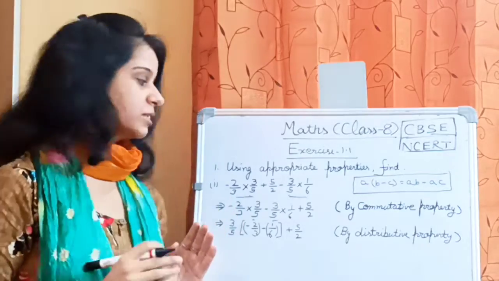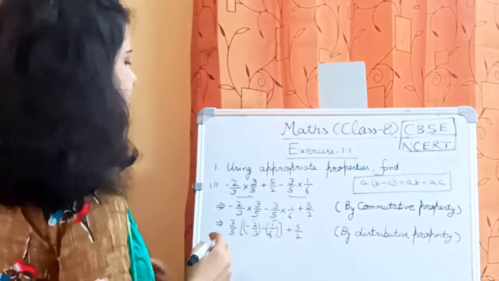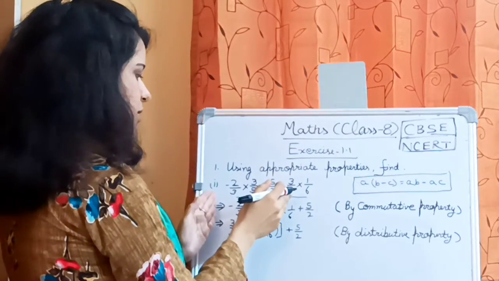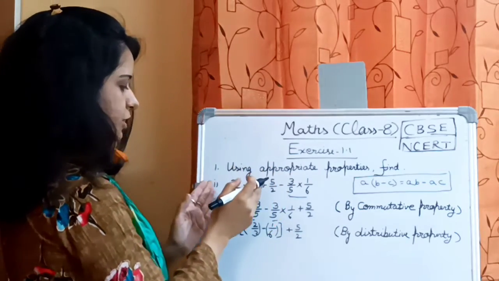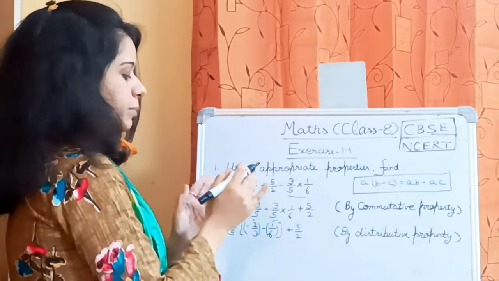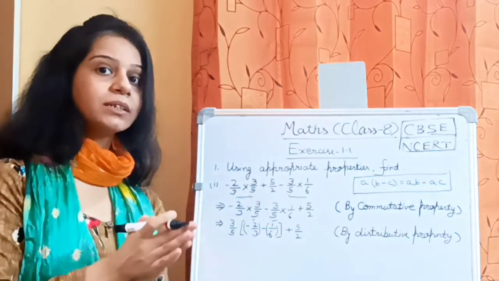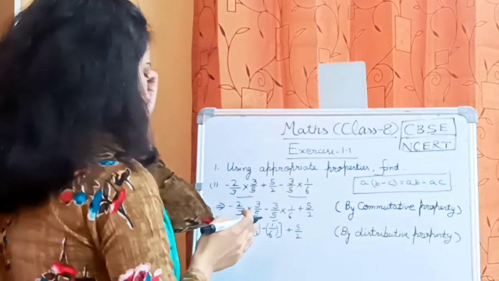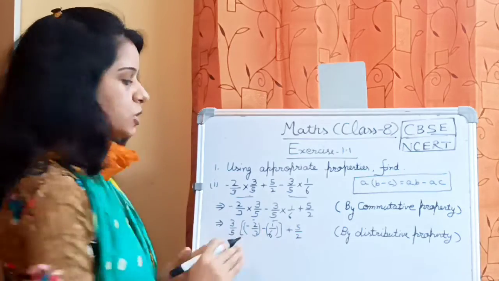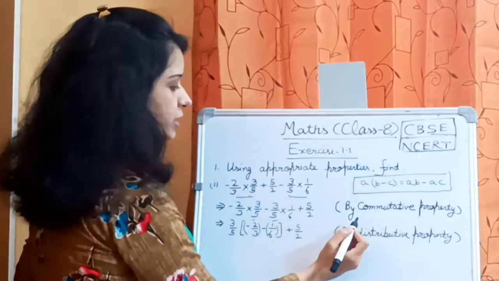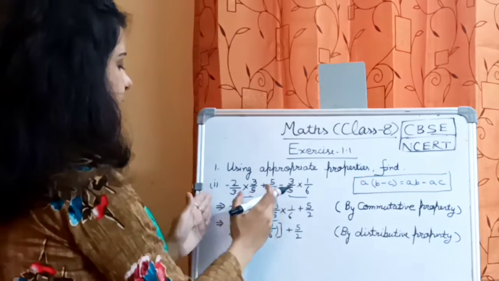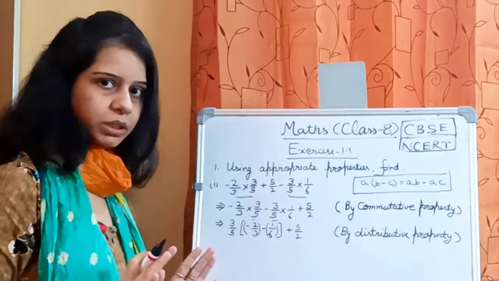Now, listen carefully students. Here we have rearranged the terms. Okay, we have written this and this term together because we are rearranging. So, we are using the commutative property here. So, I have written here by commutative property. These terms are together. Okay.